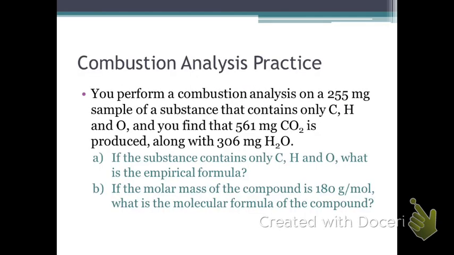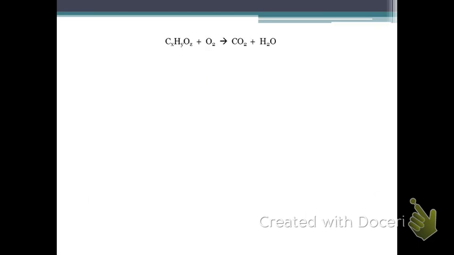So here's an example question. You perform a combustion analysis on a 255 milligram sample of a substance that contains only carbon, hydrogen, and oxygen, and you find that 561 milligrams of carbon dioxide is produced, along with 306 milligrams of water. If the substance contains only carbon, hydrogen, and oxygen, what is the empirical formula? And then secondly, if the molar mass is 180, what is the molecular formula? So we're going to do A first, okay? Like I said, we're going to work backwards.